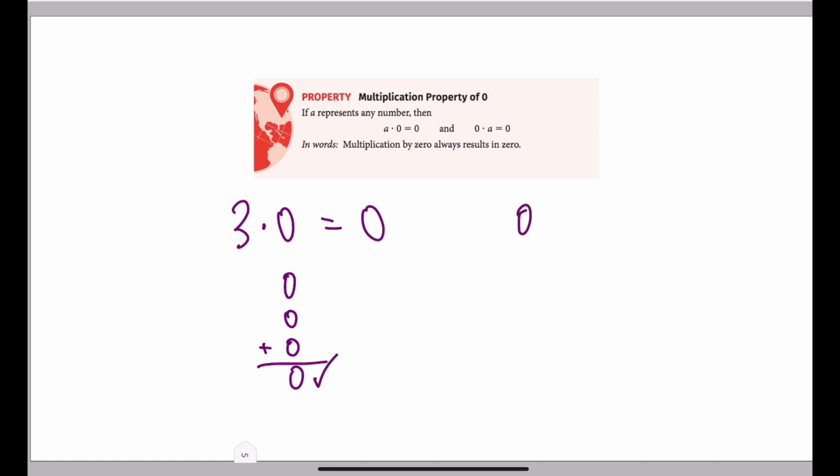Now, what about 0 times 3? So you have nothing to add up. So then you have nothing. So whether the 0 is in front or in the back, if it's a factor, your product will be 0.